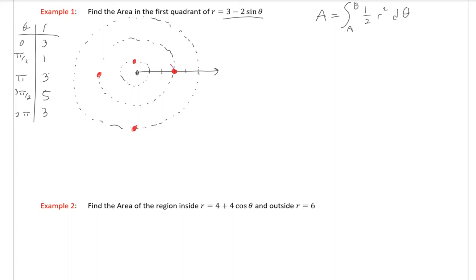What this will look like is something similar to this. We recognize this as a limacon, and if I look at my values, if I look at A and B, I notice that 3 over 2 is between 1 and 2, so this is a dimpled limacon.